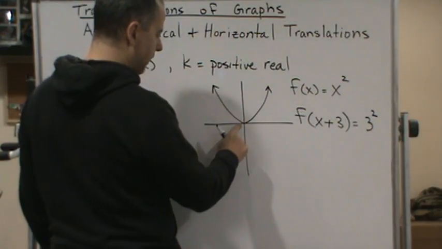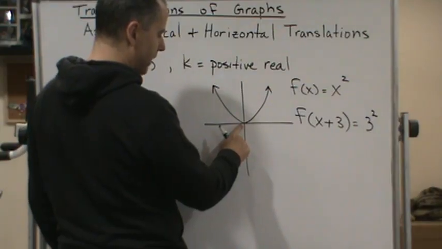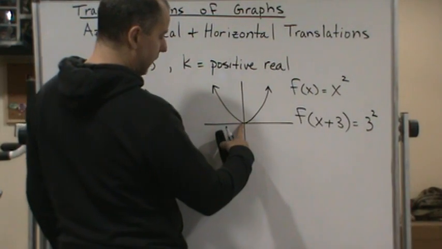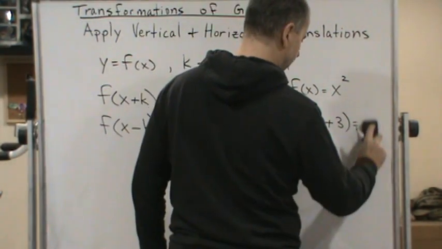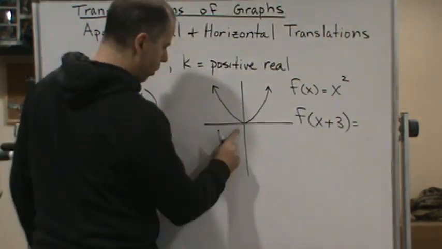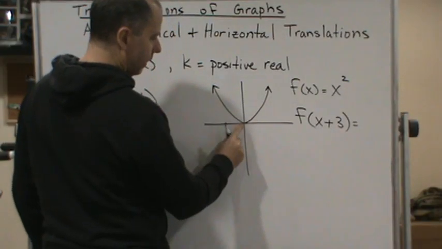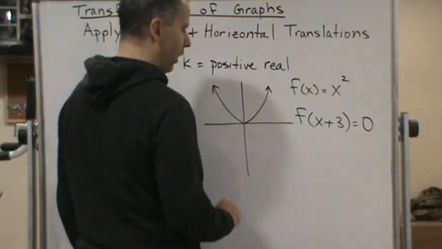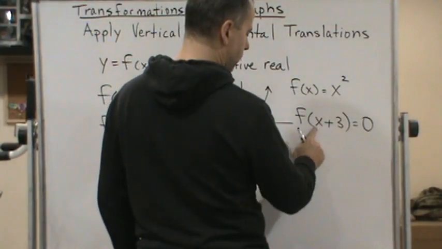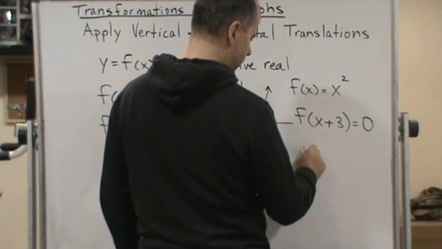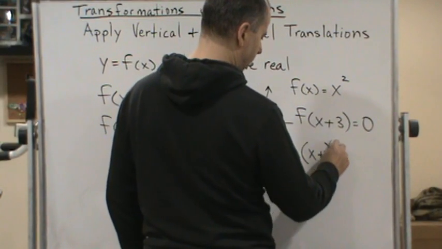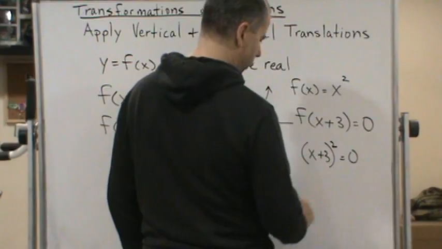But what happened to this point here? What happened to the vertex? Well, the vertex should still be at 0, right? So what happened here? When is this function equal to 0? Well, let's figure it out. So this is x plus 3, so we get x plus 3 squared equals 0.